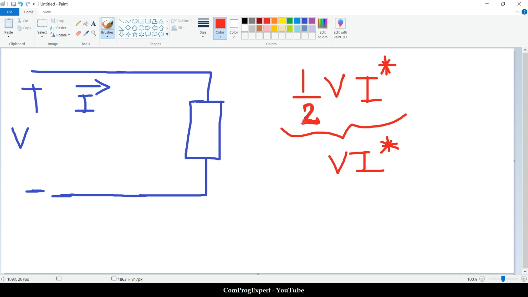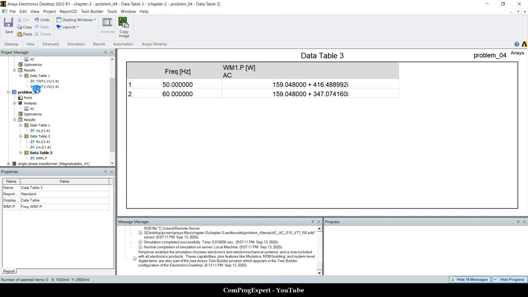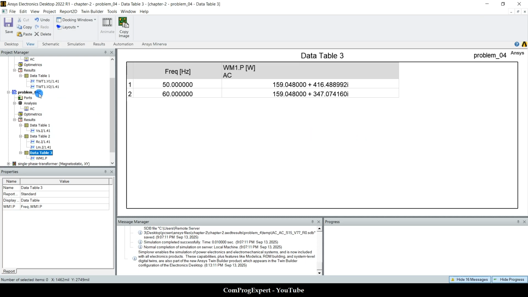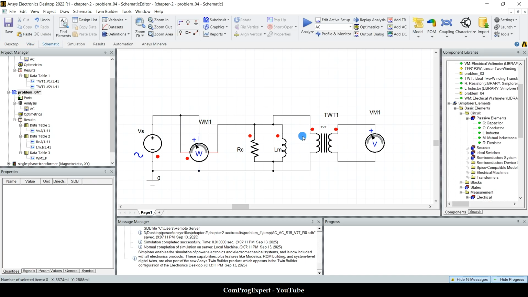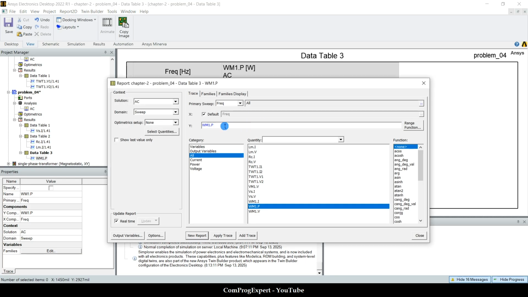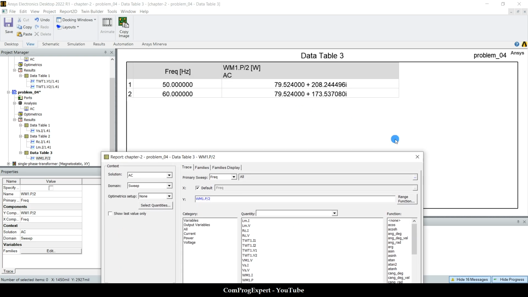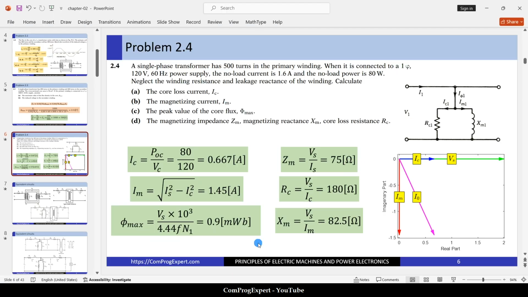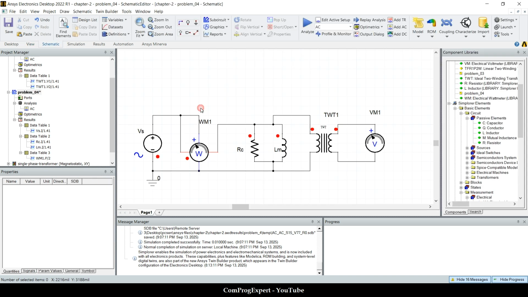Yes, you can consider RMS values in your calculations, or you can consider peak values. Because I use the peak values here, I should divide this by 2. Apply. So this is 80. This is the reactive power. This is the active power, 80 watt. Correct? So let's repeat the analysis.